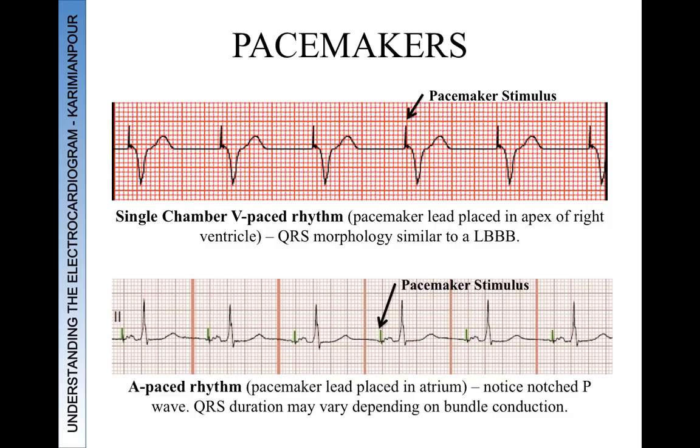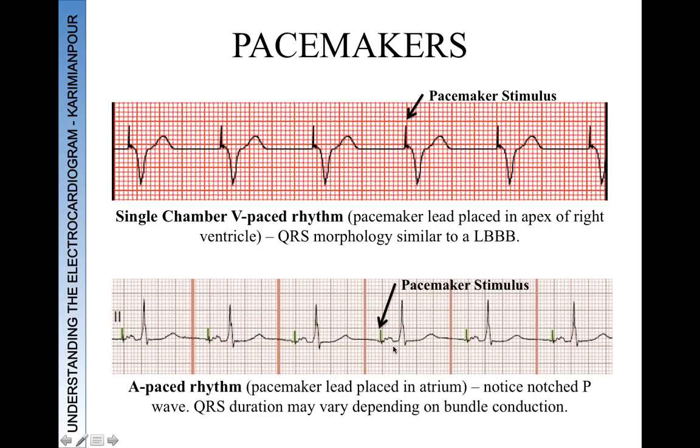So you'll have deep S waves in V1, V2, V3 on your 12-lead EKG with a RV pacemaker, single chamber pacemaker. This one here is an atrial paced rhythm. So the pacemaker lead in the atrium is what's pacing here, and the AV node is normal. So you have a pacemaker stimulus followed by a P wave, and notice how the P wave is notched and sort of widened. That's because the right atrium is paced, and then the current travels towards the left atrium in a more slow fashion, in a more delayed fashion.